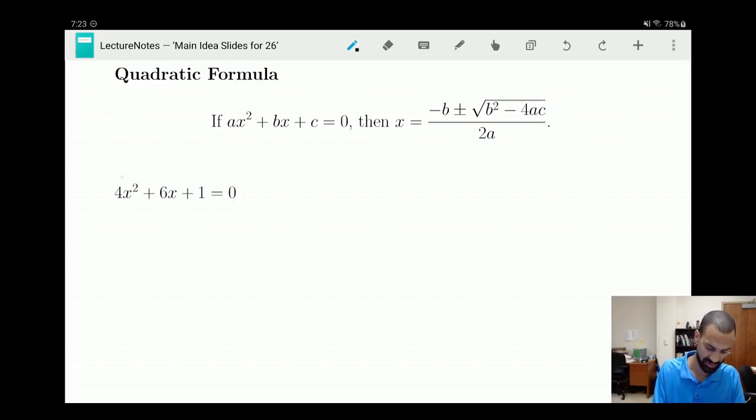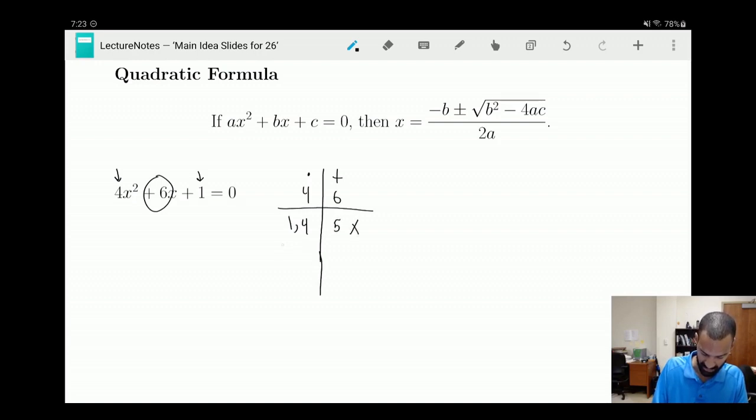So let's say I was trying to solve this one the way I know how, using the AC method and factoring. Well, I'd multiply together 4 times 1, I get 4. So I need two numbers that multiply together to be 4, but add together to be 6. Well, it doesn't take long to realize those numbers don't exist.